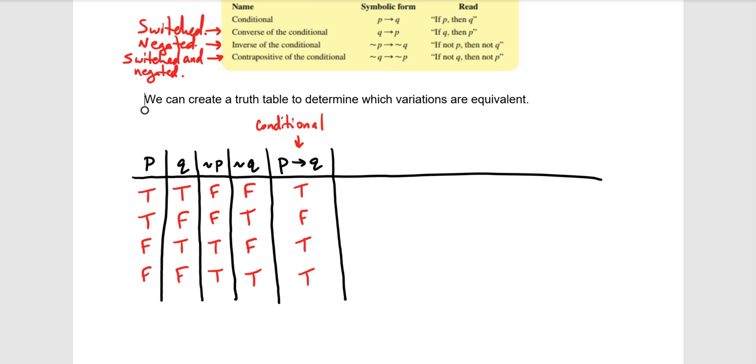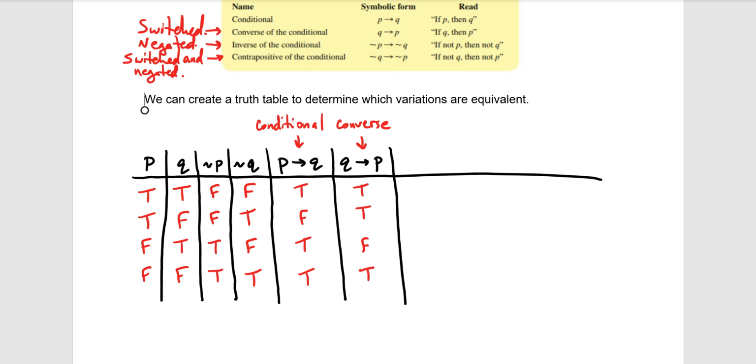Next, let's do the converse of the conditional, which is going to be both of them switched. So that's going to be if Q, then P. So this is the converse. And same idea, it's going to be only false when it goes from true to false, and that's only going to be in statement or case 3. The rest are going to be true.